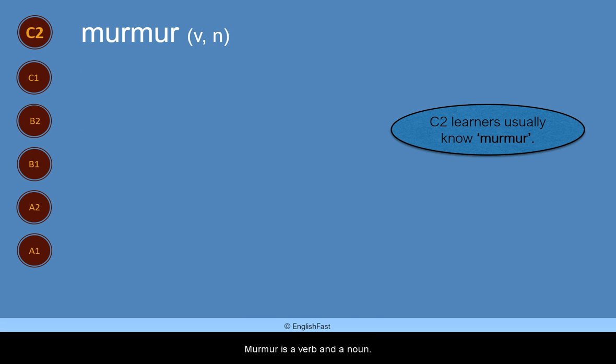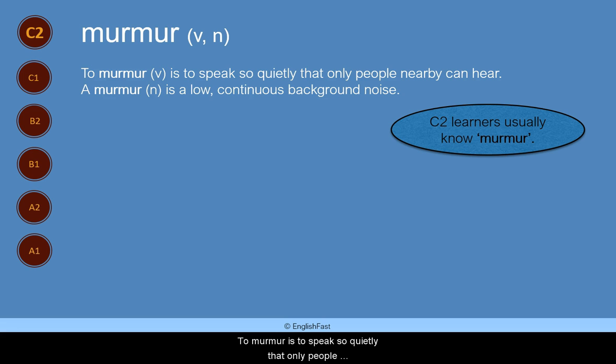Murmur. Murmur is a verb and a noun. C2 learners usually know murmur. To murmur is to speak so quietly that only people nearby can hear. A murmur is a low, continuous background noise.